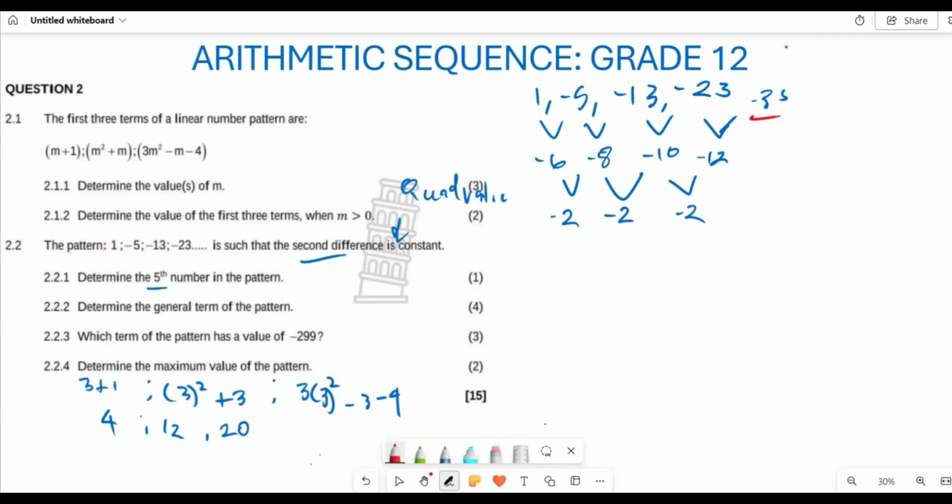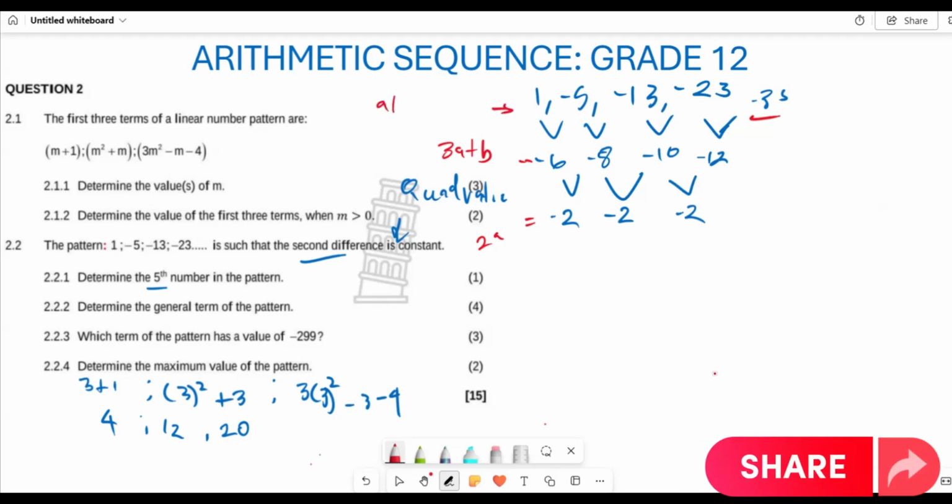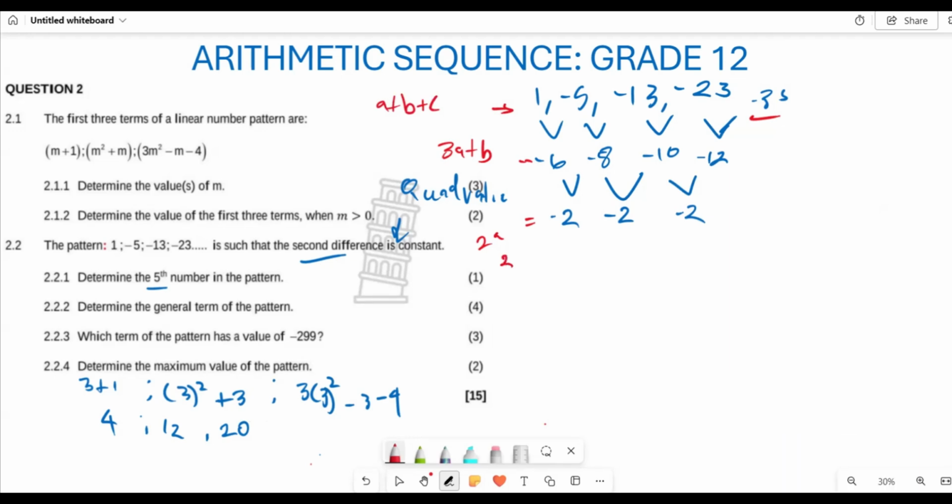Now, from here, what else are you going to have? They say determine the general Tn. To find the general Tn, you take this and equate it to 2a. You take this second term and equate it to 3a plus b. This first term of your first difference, you equate to a plus b plus c. So 2a equals 2, which means the value of a is 1. Then 3 into 1 plus b must be equal to -6.